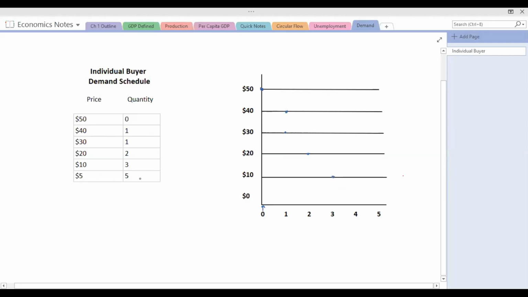Now, at $5, which is a very, very low price, it's right in here, the consumer is going to be willing and able to buy a lot of products, 5 products, because the price is so low. Let's go ahead and join them. That becomes your demand curve. Now, notice that the curve is sloping downward. It's always going to slope downward because the law of demand is an inverse relationship.